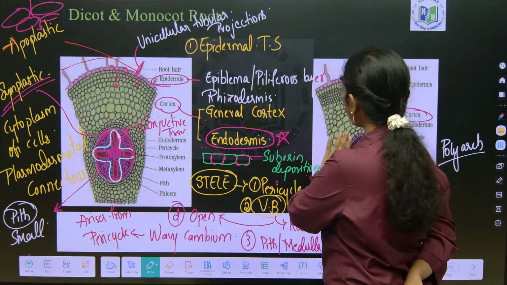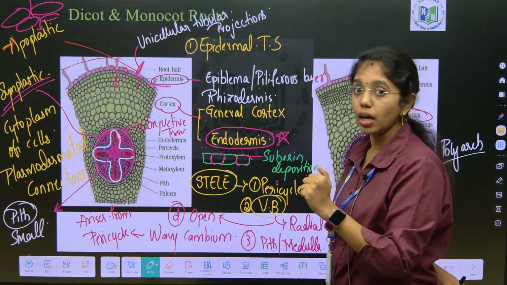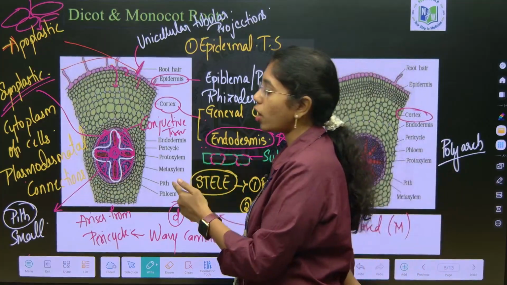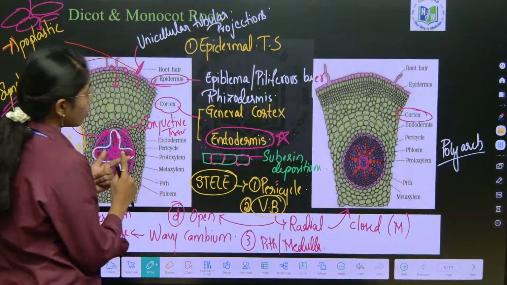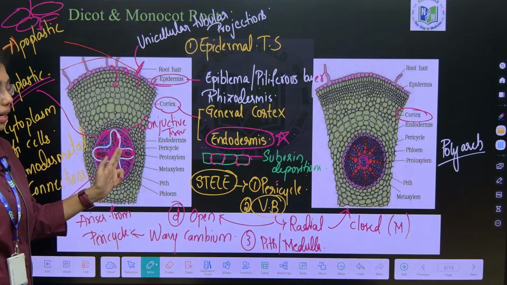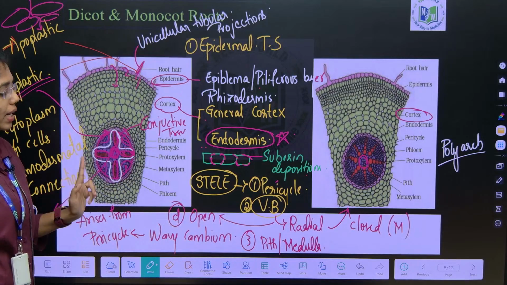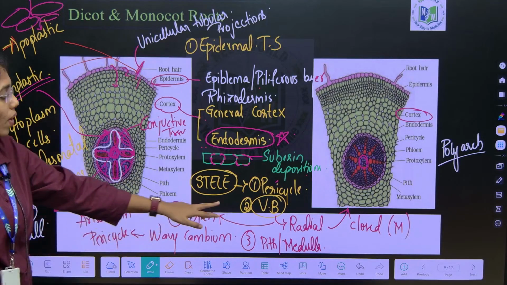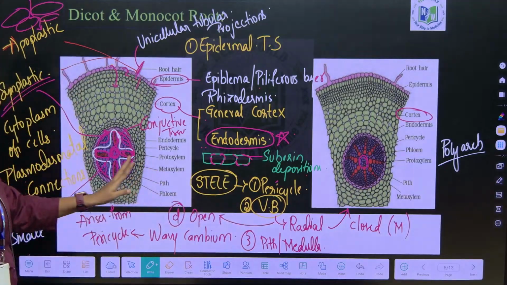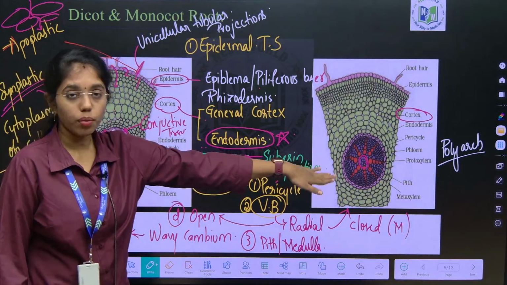So, in monocot root only lateral roots will arise endogenously from the pericycle, but in dicot root both lateral roots and the cambium will arise from the pericycle. Next is vascular bundles. Vascular bundles are diarch to tetrarch in the dicot root and polyarch in the monocot root.